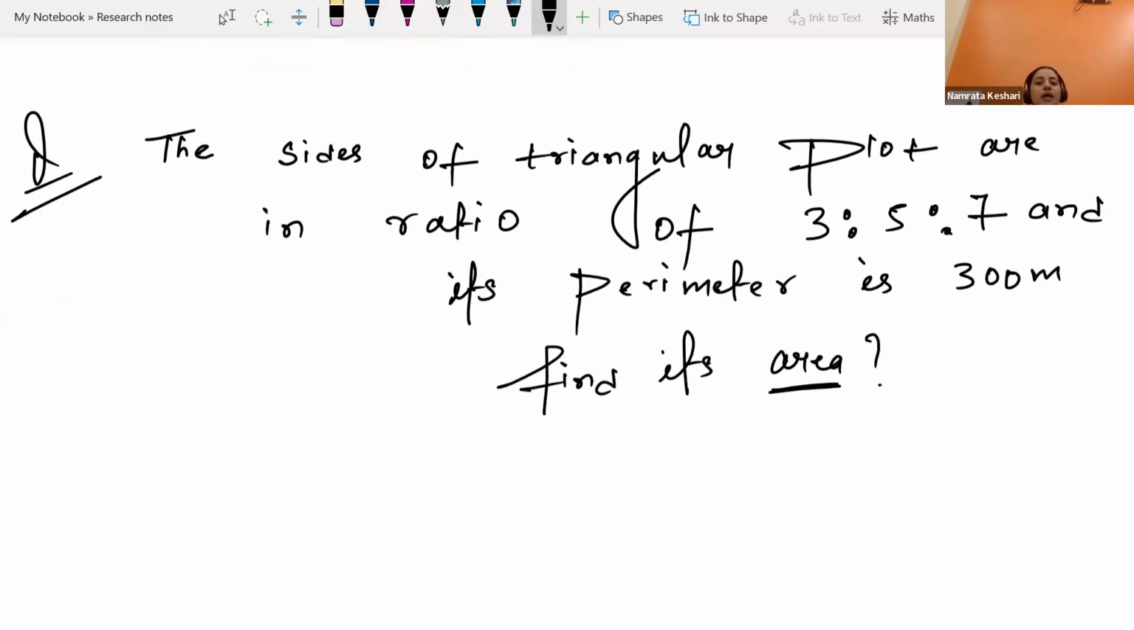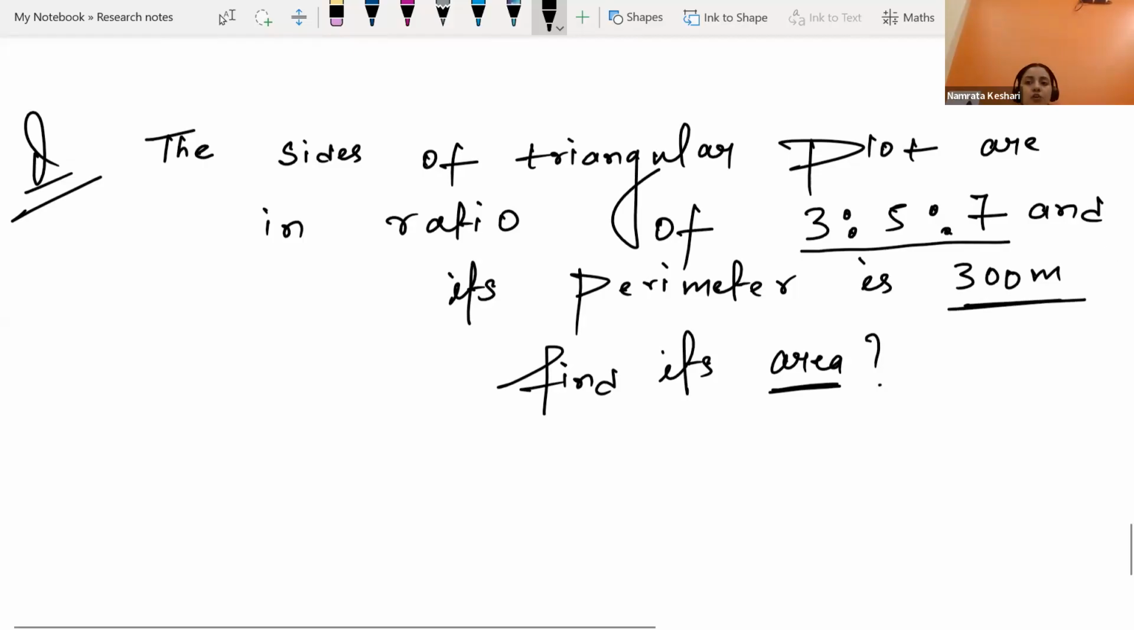So the sides of a triangular plot are in ratio 3 is to 5 is to 7, and its perimeter is given as 300 meter. Perimeter must be very clear to each one of you. What does it mean? So the perimeter of the triangle is given as 300 meter. Now the ratio between the sides is given. We have to find the area.